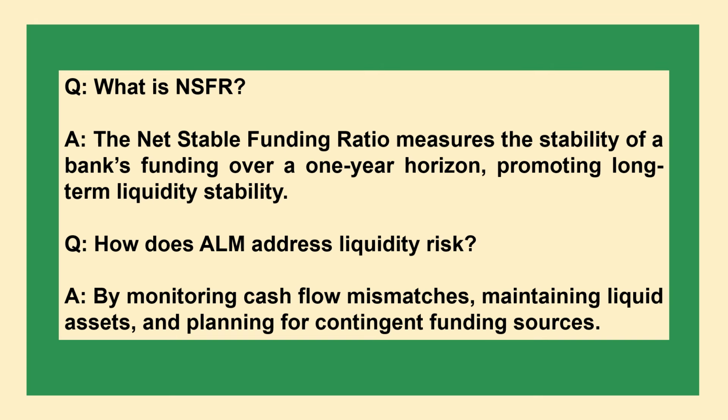Question: what is NSFR? Answer: the net stable funding ratio measures the stability of a bank's funding over a 1 year horizon, promoting long-term liquidity stability. Question: how does ALM address liquidity risks? Answer: by monitoring cash flow mismatches, maintaining liquid assets, and planning for contingent funding sources.